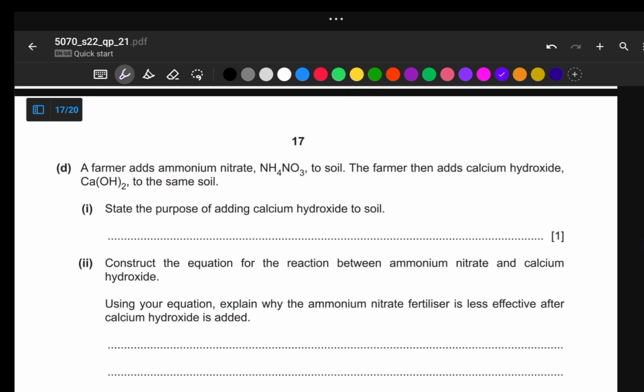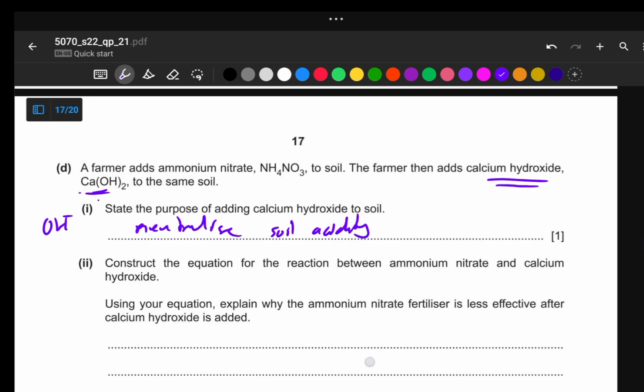So number D says a farmer adds ammonium nitrate to soil. The farmer then adds calcium hydroxide. State the purpose of calcium hydroxide to the soil. So calcium hydroxide is a basic compound, or hydroxides. They are going to ionize, providing this hydroxide ion, which will then neutralize, right? So calcium hydroxide is trying to neutralize the soil acidity, right? To reduce the acidity of the soil. So we can say to neutralize soil acidity, right? This is the purpose of adding calcium hydroxide.